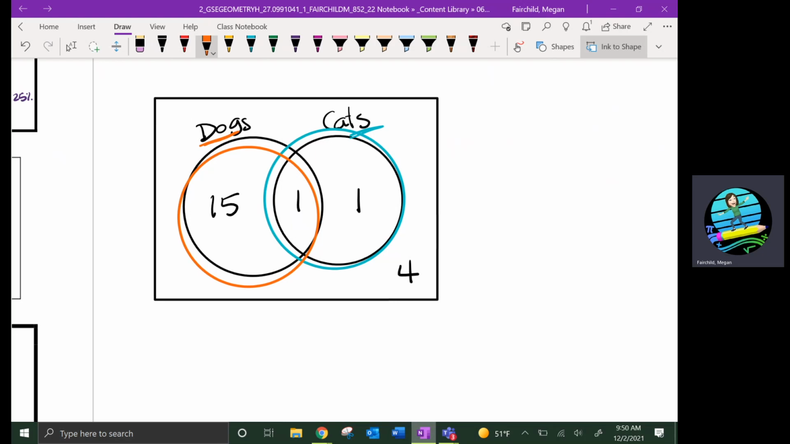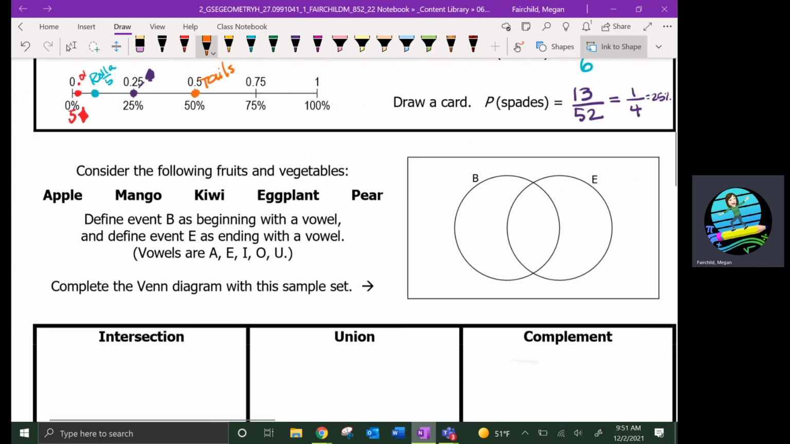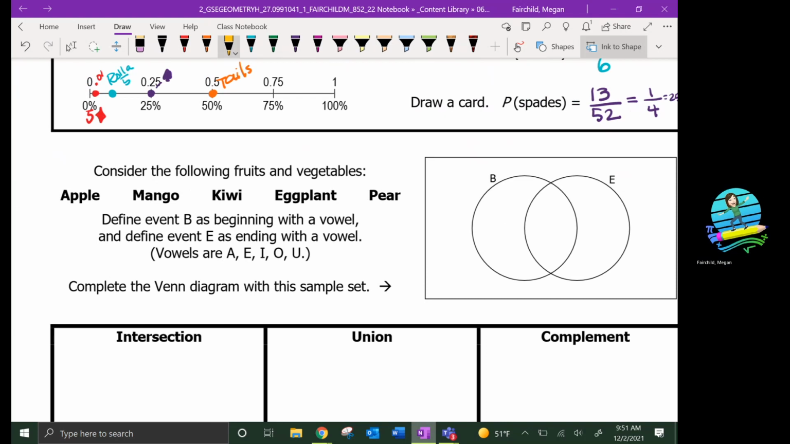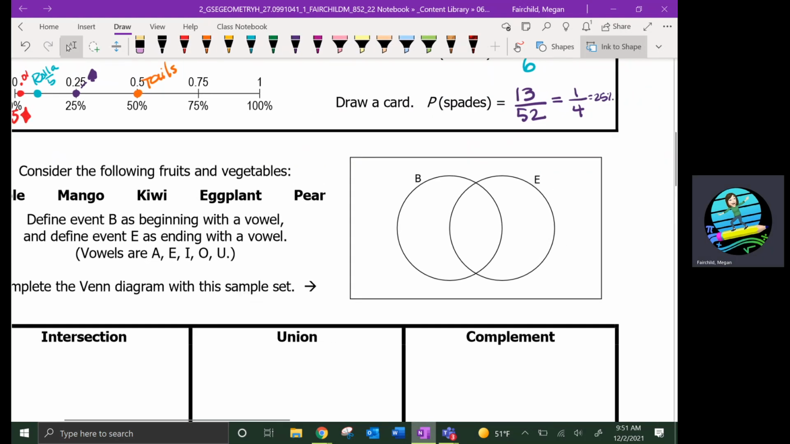Okay, good. How many people either have no pets or a cat? 6. Good. So I'm using the words you're going to be seeing in this unit, and we'll see what that means, and you guys are getting it, so that's good. All right, so let's go back to this example. You always are defining these circles as an event, okay?